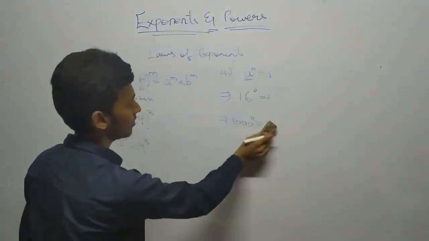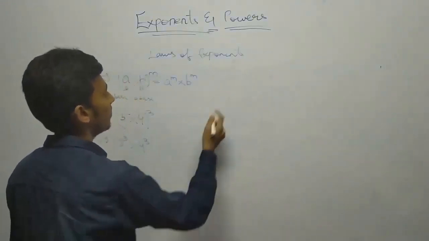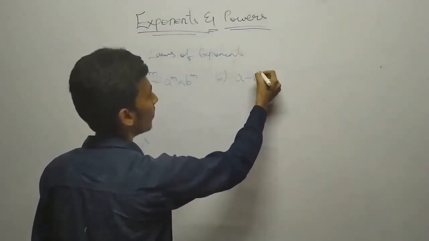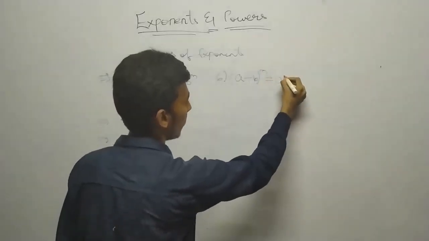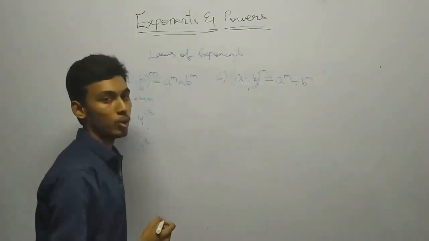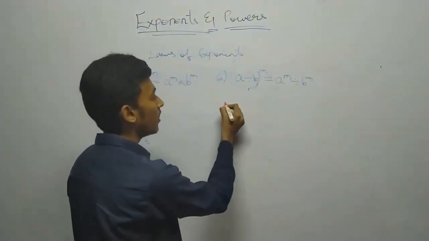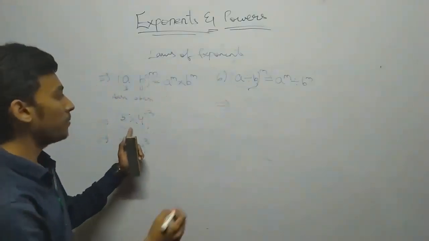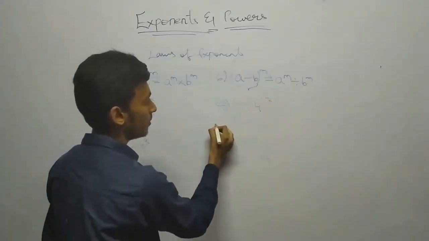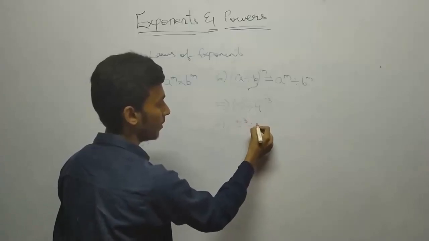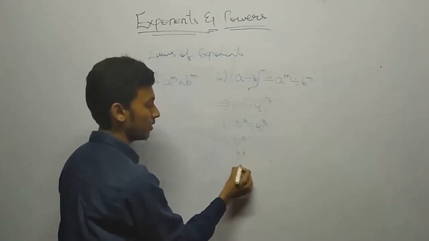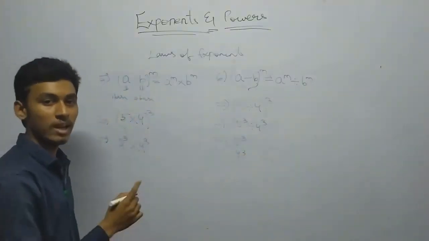Now coming to the last law of exponents, that is a divided by b whole power m, which will be equal to a power m divided by b power m. Again here we are considering two different bases and a single power. Here again I will consider 5 divided by 4 whole power 3. This will be equal to 5 power 3 divided by 4 power 3. So these are the basic laws of exponents and their simplification.